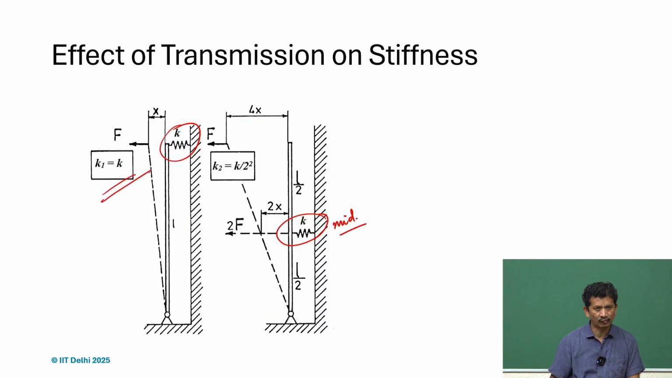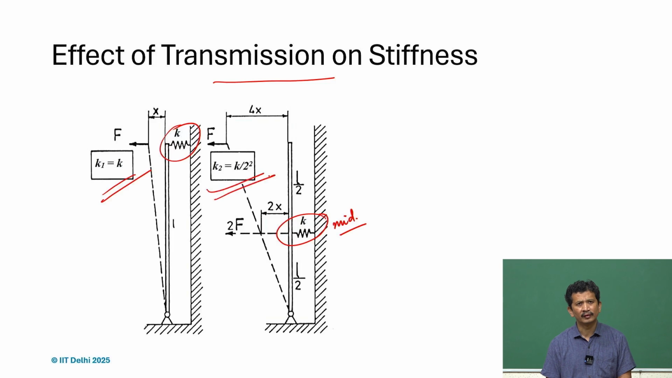Initially, if it is co-located, you just feel the stiffness of the spring, but the moment you move to some other location, the leverage, or what we call transmission, will come into the picture. And we realize that the effect on the stiffness is very high. It is actually not just linear, but it reduces by the square term. So, that we explained already.